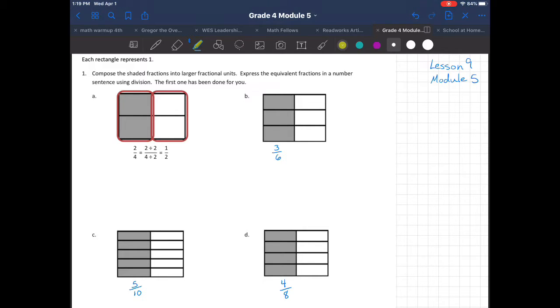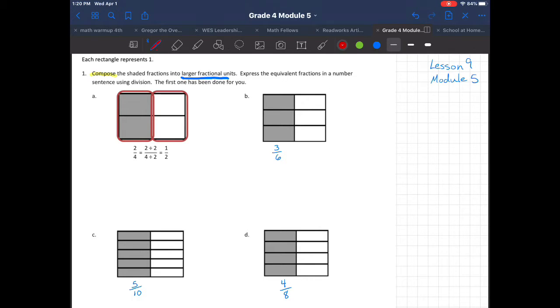Hello, this is lesson 9 from module 5, and basically today we are doing the same thing that we did in lesson 8, just in reverse. Instead of decomposing, today we are composing the shaded fractions into larger fractional units. Yesterday we were doing smaller fractional units. We are expressing the equivalent fraction in a number sentence using division, whereas before we were doing multiplication.